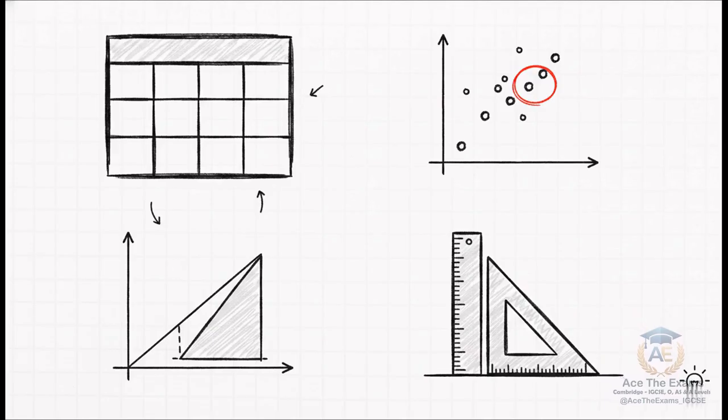When you're calculating the gradient from a graph of this data, you have to draw a large triangle, one that covers more than half the line of best fit. And finally, you must state practical improvements, something like using a set square to ensure your ruler is perfectly vertical.